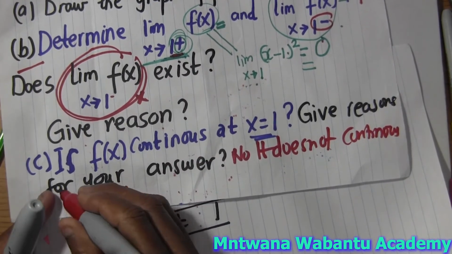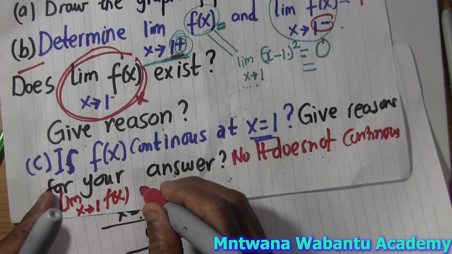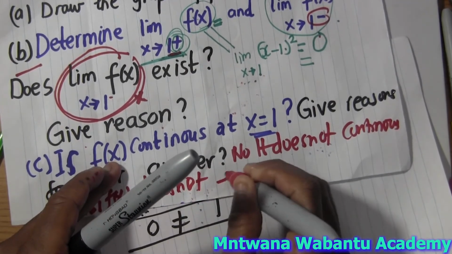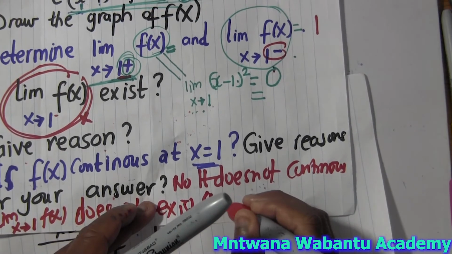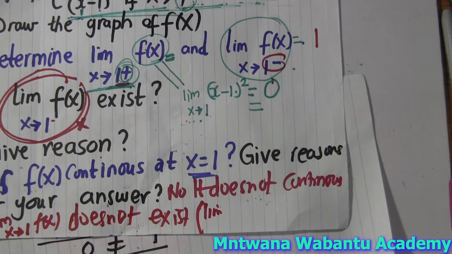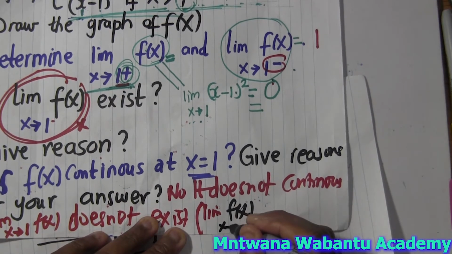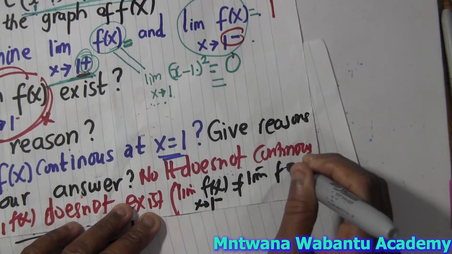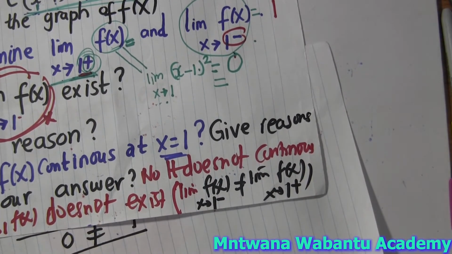Because the limit of f of x as x approaches 1, right? Yeah, it doesn't exist. And we know when it's going to exist. It means the limit on the left hand side, the limit of f of x as x approaches 1 from the left, is not equal to the limit of f of x as x approaches 1 from the right.